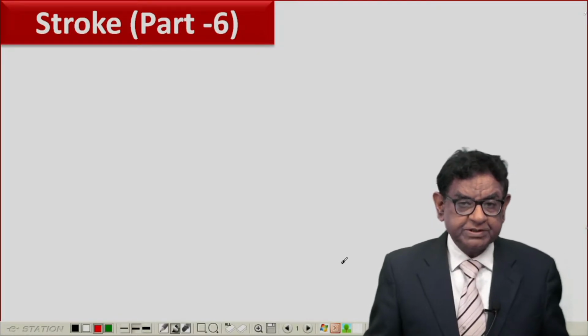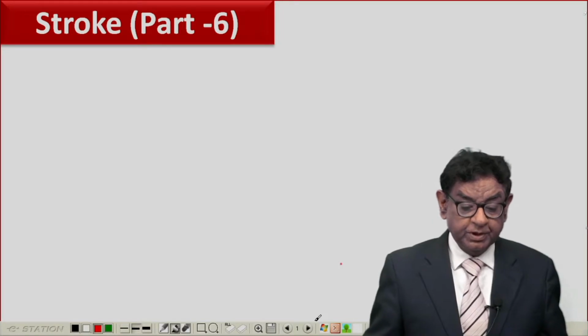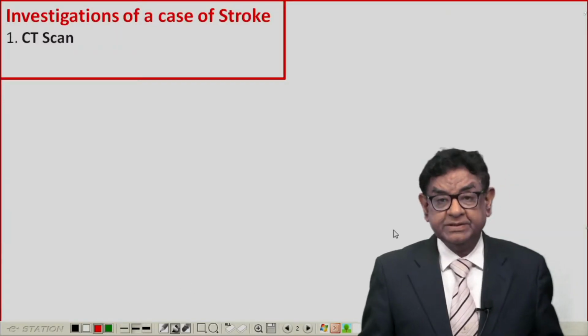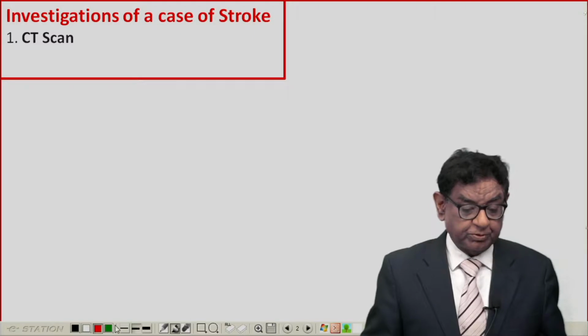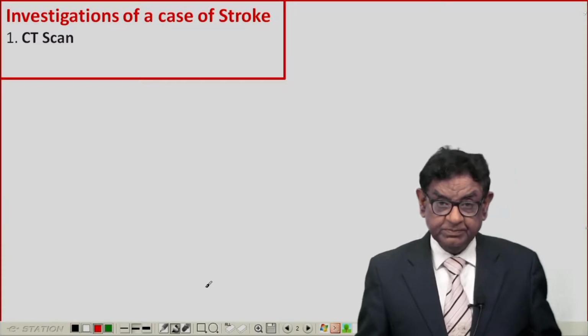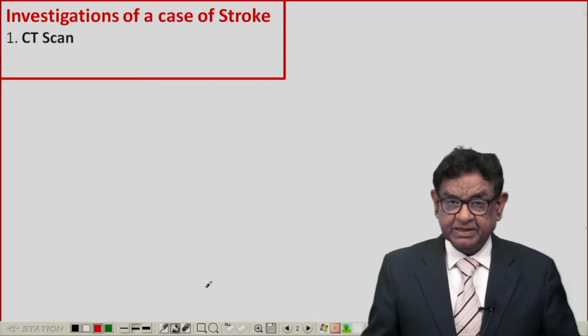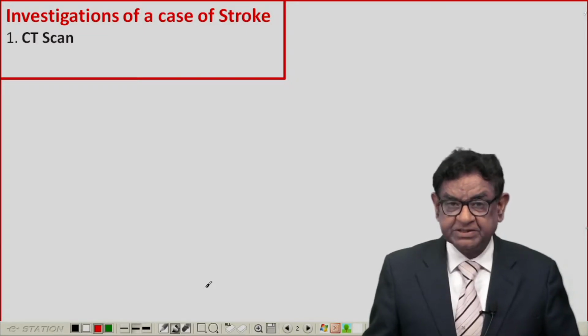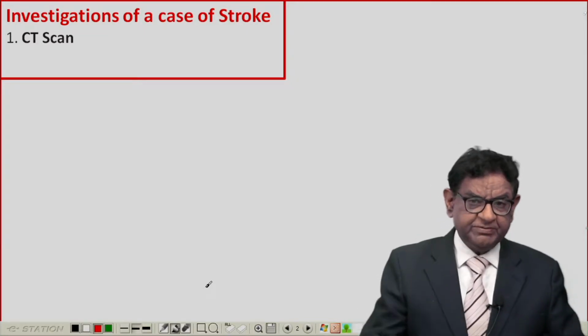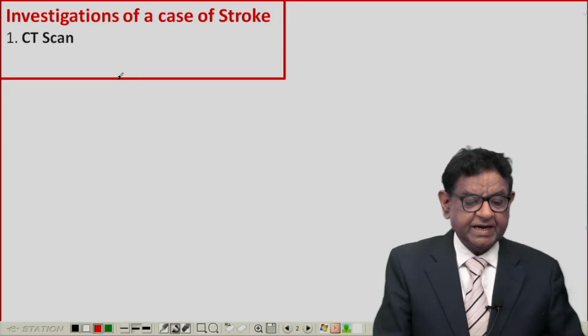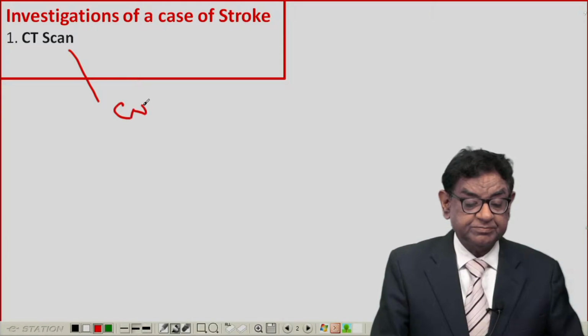We continue our discussion on stroke. Now, let's see how to investigate a case of stroke. Well, when the patient comes in the emergency room with some clinical history and findings suggestive of stroke, the first investigation is always a CT scan. It is without contrast.